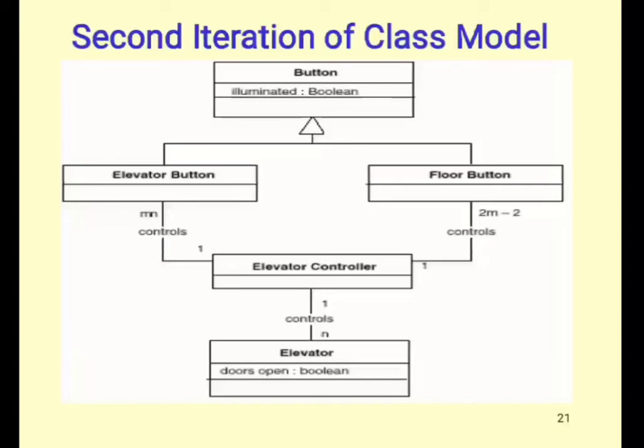The second iteration of the class model is nothing but, again, there is a controller, the elevator controller, and afterwards we will have the elevator class. So as I have already explained, a class diagram consists of three compartments. First is the class name, second is the attribute name, third is the operation, which is also called a method.